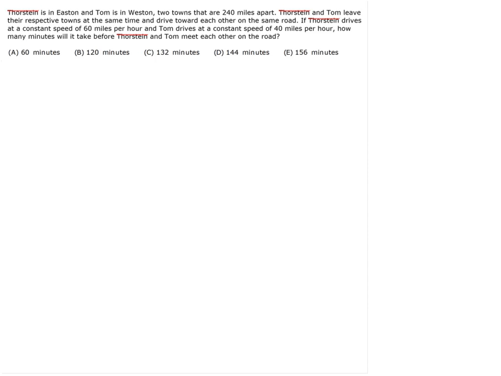So sometimes it's helpful to make a brief sketch to model these guys. So what we have here is, depending where east or west is to you, let's say this is Weston and this is Easton, and these two towns are 240 miles apart. And Thorstein and Tom leave at the same time and drive towards each other. So what we would say is this is a converging rate question, because we have two objects here, Thorstein and Tom, and they're driving towards each other.